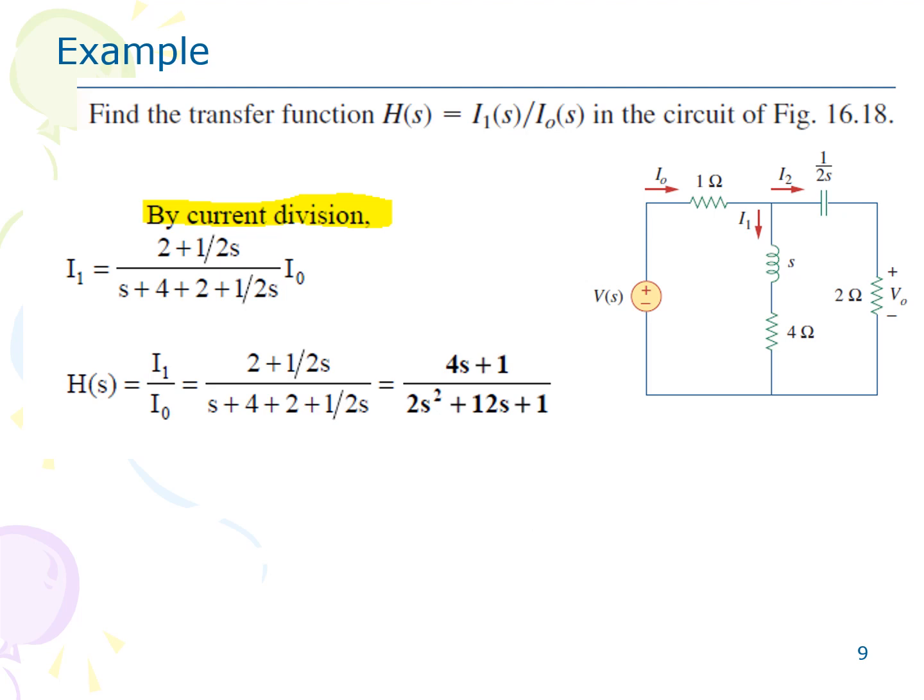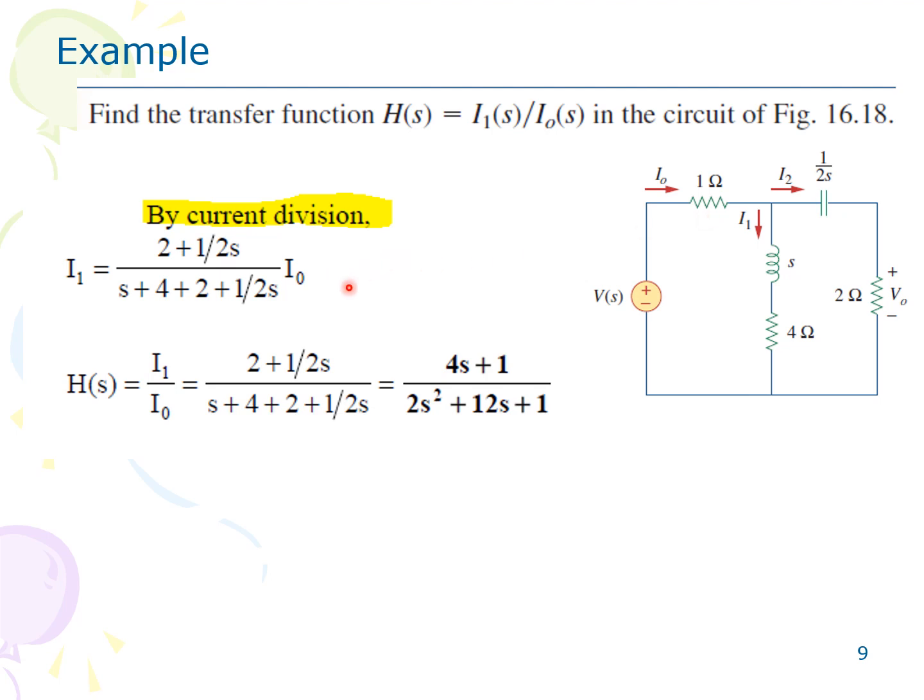Again, on the same pattern, we have another example for the same circuit. Find the transfer function H(s), which is equal to I1 divided by I0. This is a very simple, one-step problem. We will find I1 by the current divider rule, and then we will find the transfer function. By the current division rule, I1 is equal to the impedance of the opposite branch, which is 2 plus 1 over 2s, divided by the total impedance of the two branches, that is s plus 4 plus 2 plus 1 over 2s, multiplied by the source current, the input current I0, because that current is divided into I1 and I2.